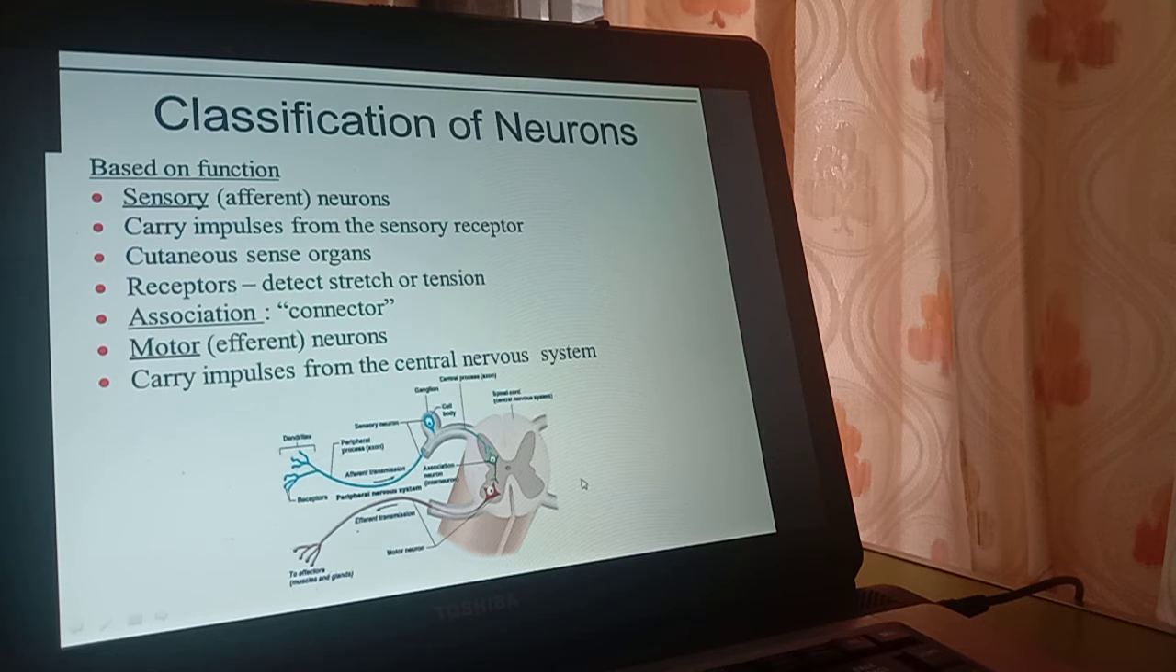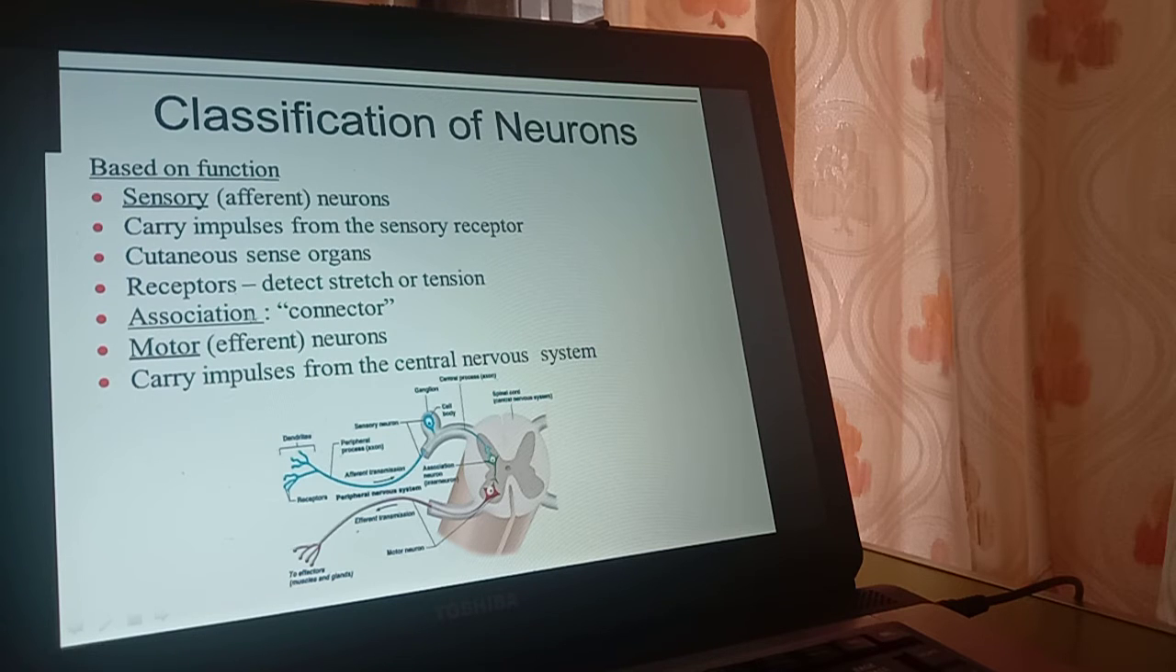Coming to the classification based on the function, we can classify them as sensory neurons, also known as the afferent. I told you, those which carry the messages to the brain. They carry the impulses from the sensory receptors, from the eye, nose, skin, whichever is the organ. Then they could be cutaneous sense organs also. Now the receptors detect stretch or tension, so the changes that occur.